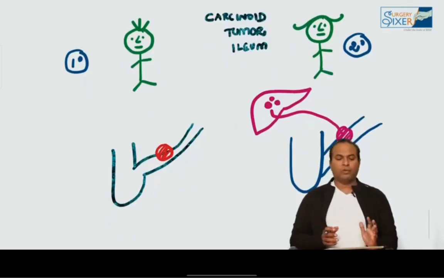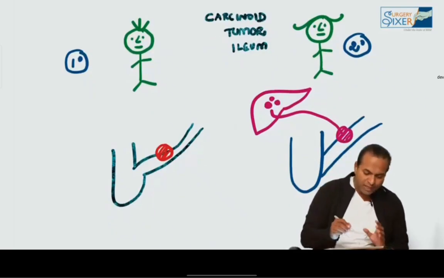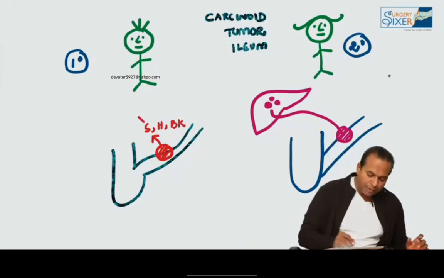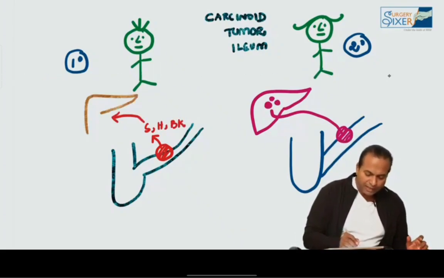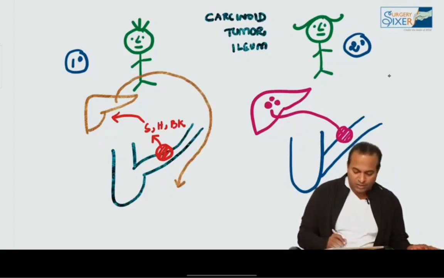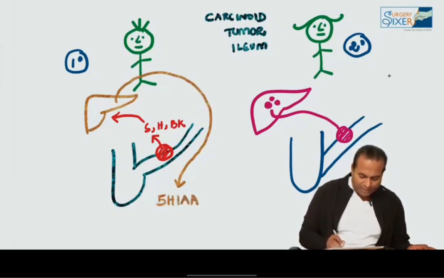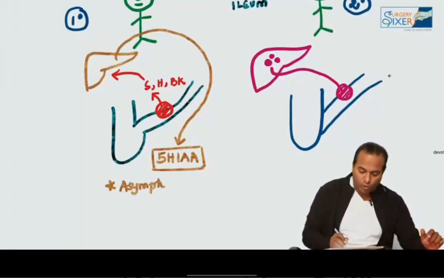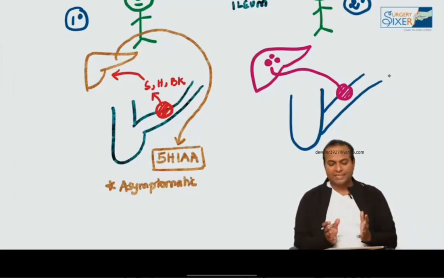Who will come to hospital now? Ramu will come to hospital, Somu will come to hospital. In Ramu, the carcinoid tumor produces serotonin, histamine, bradykinin, everything. But all of them directly go to the liver, and in the liver they are detoxified into non-toxic products known as 5-hydroxyindoleacetic acid. So they are asymptomatic and usually don't come to hospital. Primary carcinoid is asymptomatic.